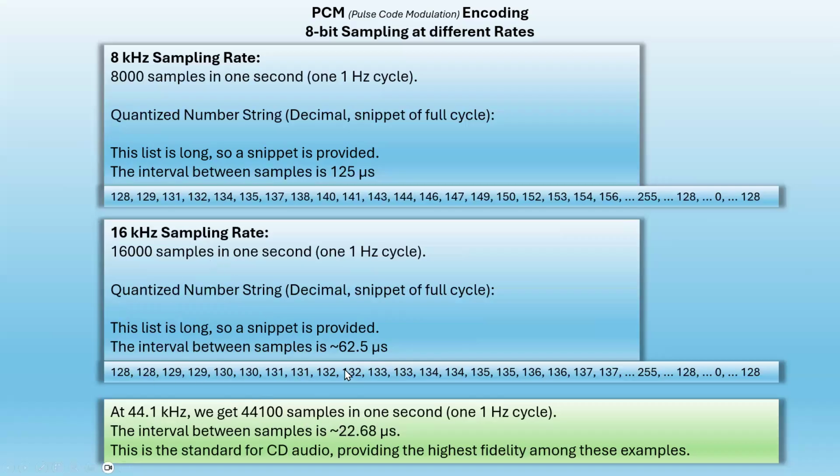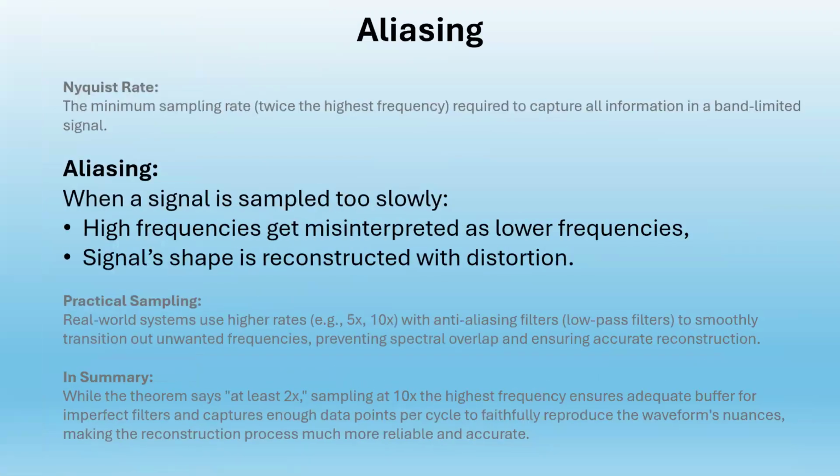I didn't put the string because this is just so you can see. The interval between the samples is going to be approximately 22.68 microseconds. That's pretty good for our human ears, right? Then comes the question of the aliasing.